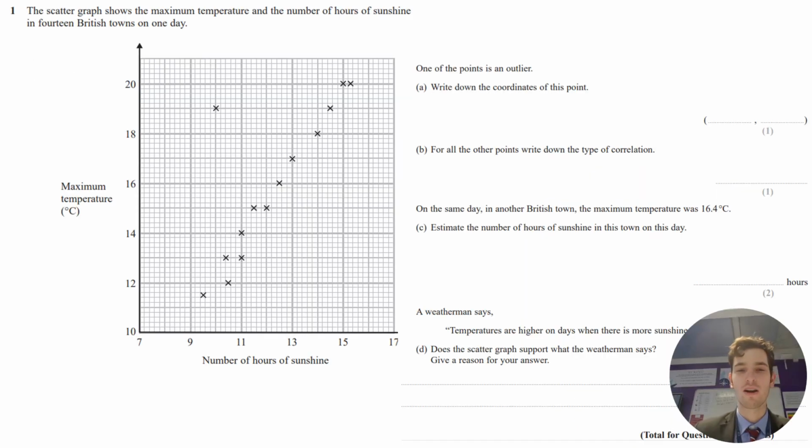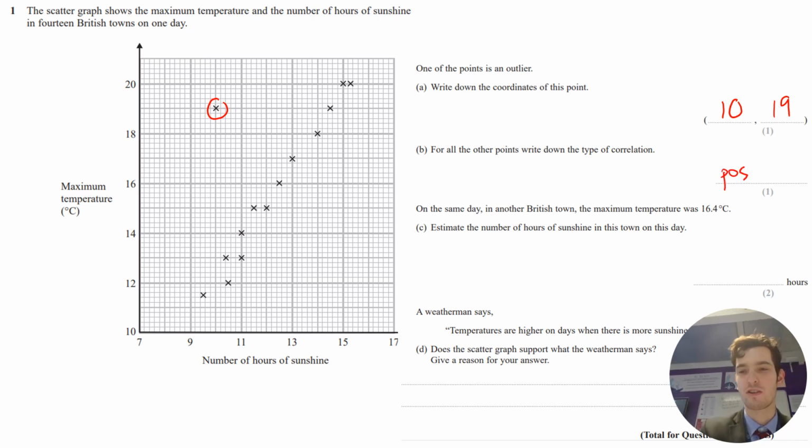All right, so question 1, I can see it's a scatter graph question, which is great. Let's have a look at the first question. So one of the points is an outlier, write down the coordinates. Okay, nice and easy start. I'm going to circle that point, and I can see it as 10 and 19. For all the other points, write down the type of correlation. That is obviously positive because my line of best fit, which I'm probably going to draw in a moment, is upward sloping.